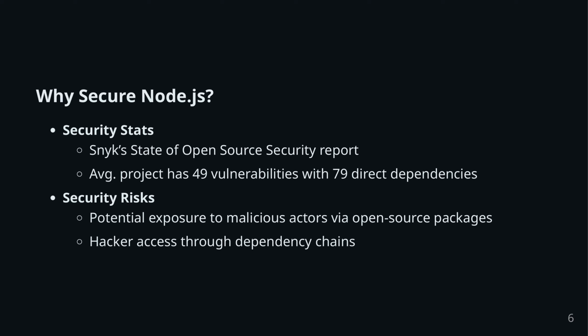Among the security risks, malicious actors can exploit vulnerabilities within these dependencies to gain unauthorized access. The interconnected nature of dependency chains further increases the potential attack surface, making it easier for hackers to infiltrate your system. Effective security measures are vital to mitigate these risks and protect your application and data from potential breaches. Understanding these inherent vulnerabilities and their potential impact is the first step towards securing your Node.js environment.